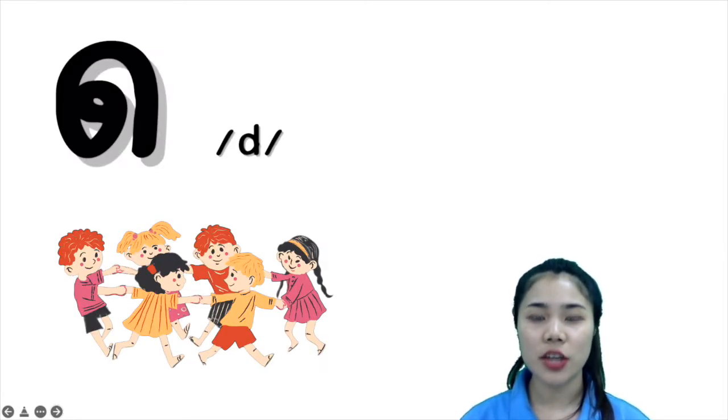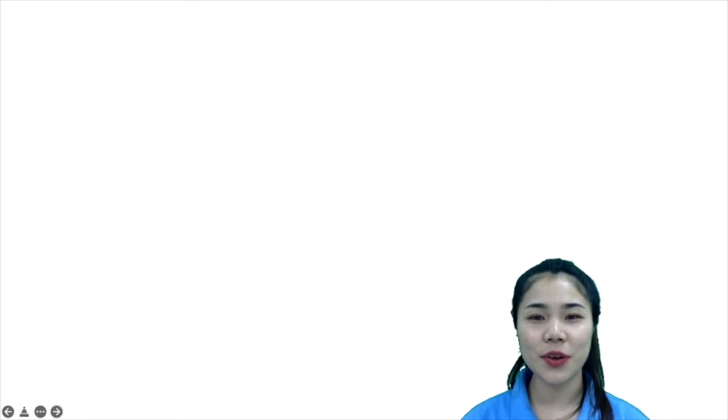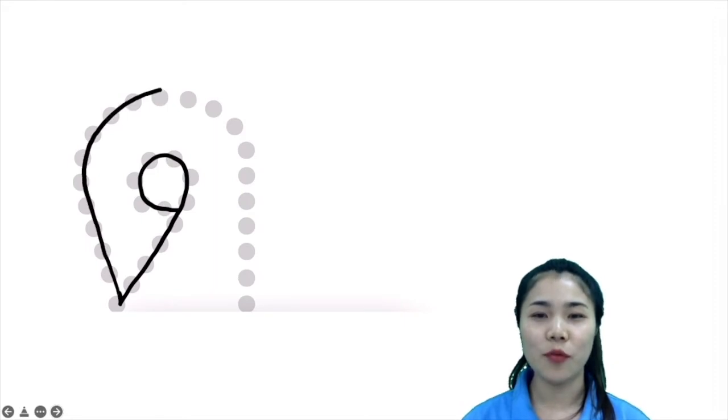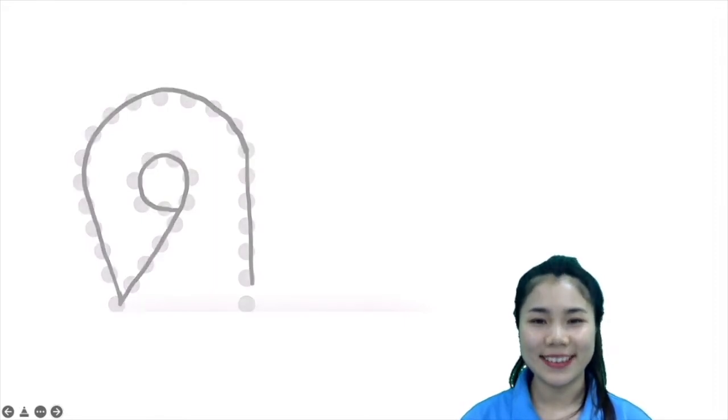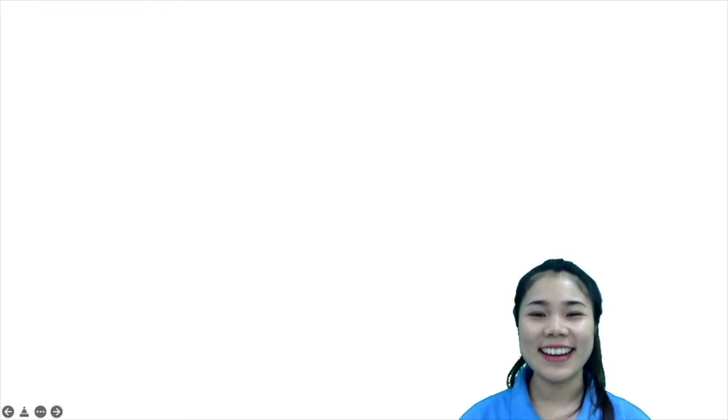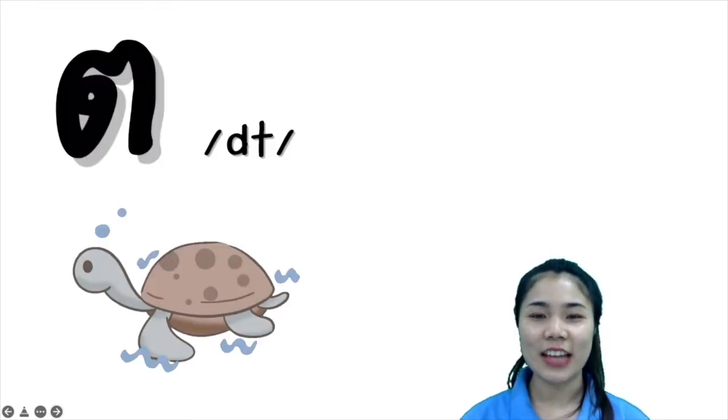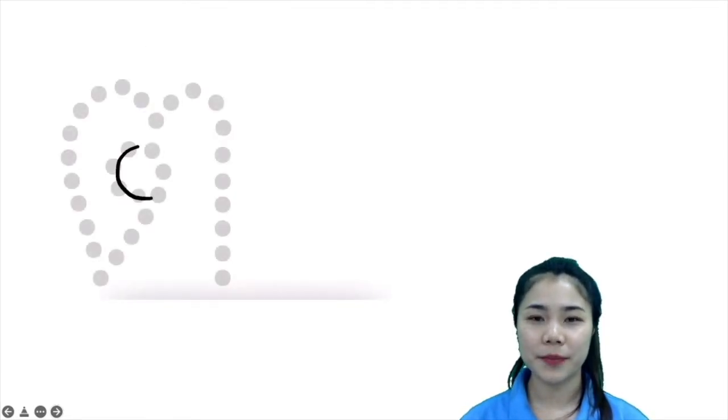Dek means child, and this letter gives you the d sound. This letter also has a circle. You start with the circle and then go down and move up. Okay, and the next letter is to tau. Tau means turtle, and this is also similar to do dek, but with a different roof on the top.